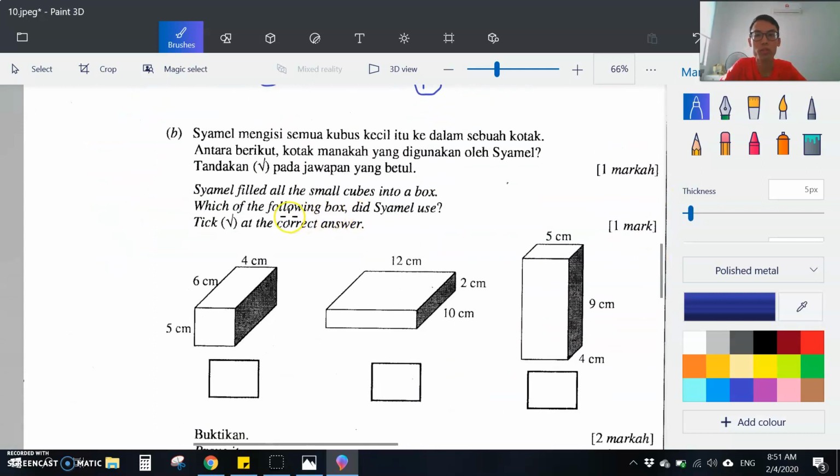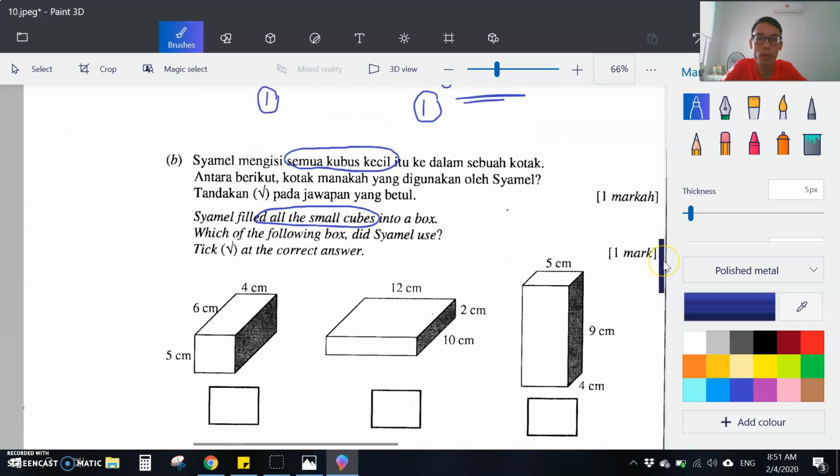Question 2. Shamil filled all the small cubes into a box. Which box did he use? Dia mengisi semua, all, into one of the boxes. This one or this one or this one. Which one did he use?